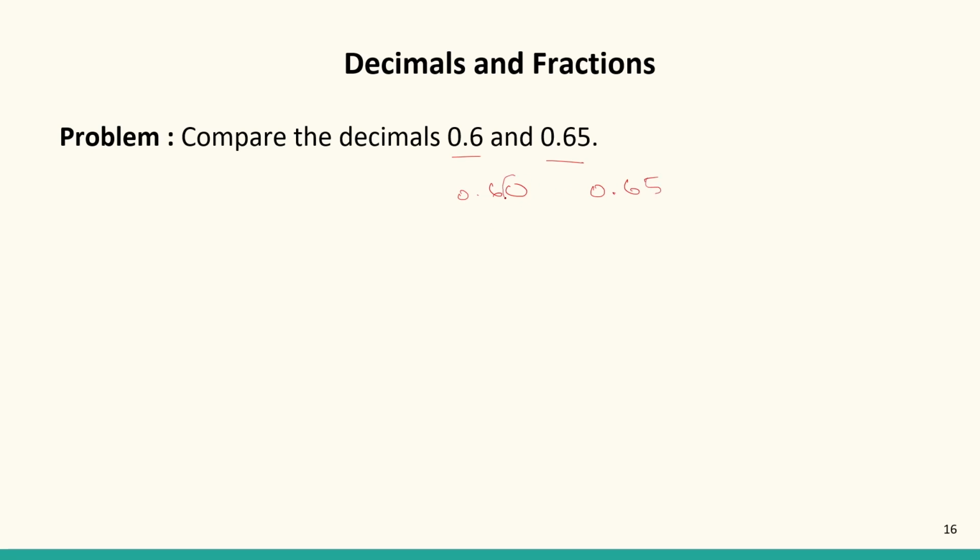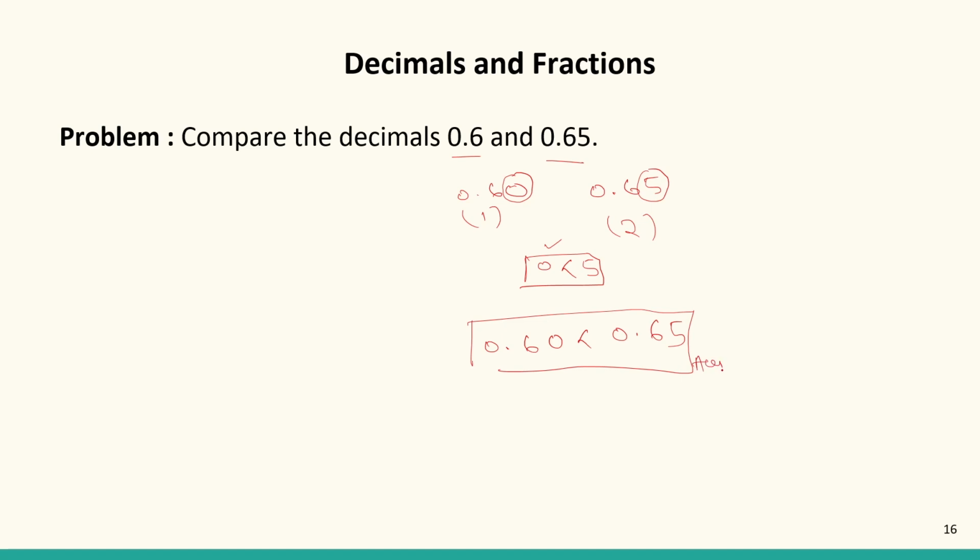So in the 100th place, after the decimal, you can see here we have 5 down here and we have 0 down here. So since 0 is less than 5, okay, we can conclude by this, since the 10th places are the same, we need to compare the 100th place, and we found out that the second one is bigger than the first one. So 0.60 is less than 0.65. Okay, this is the answer.